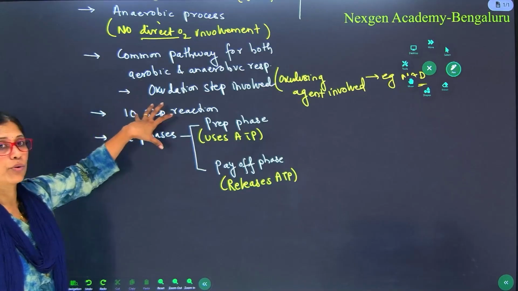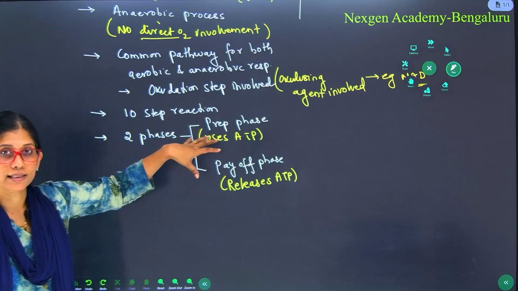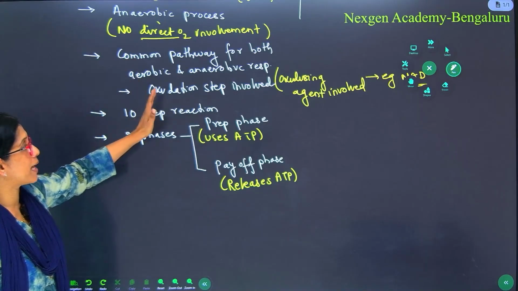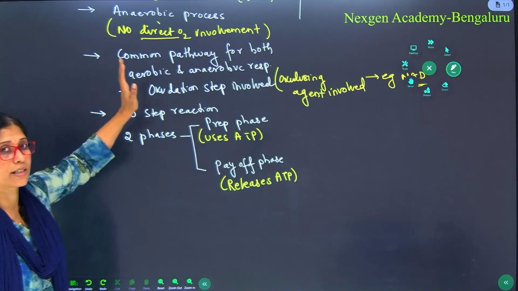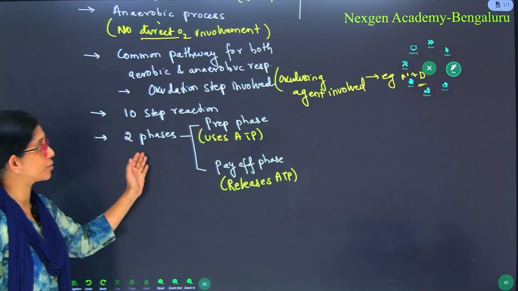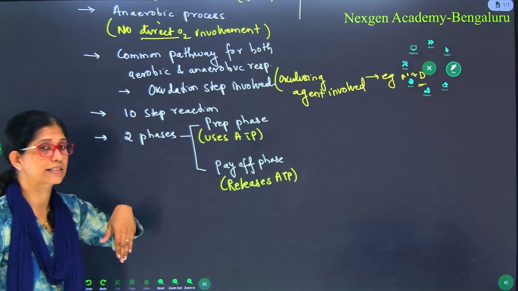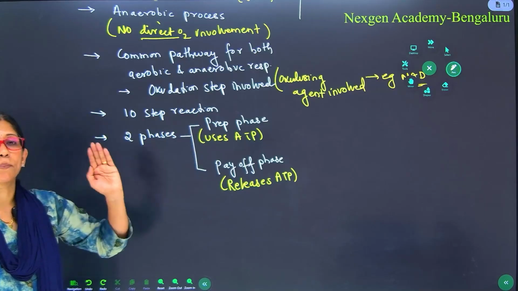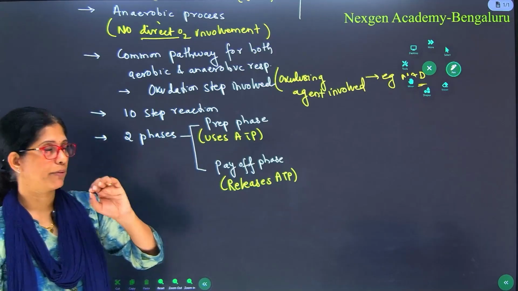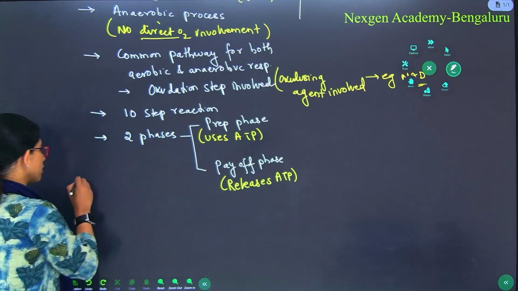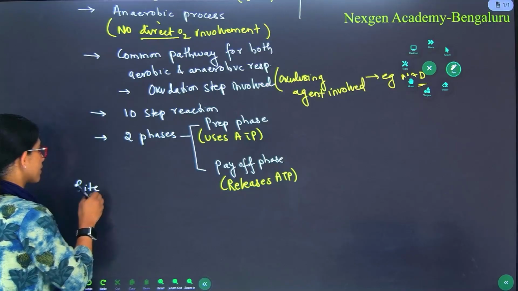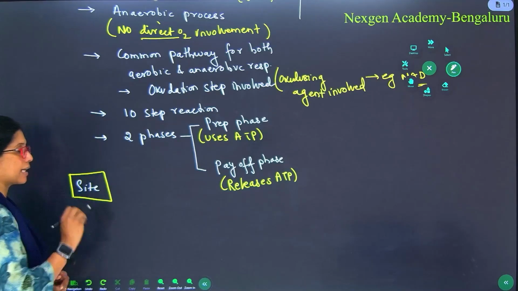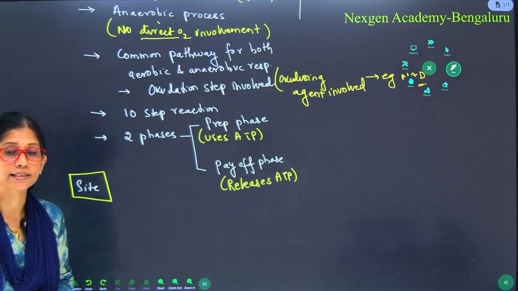So these are a few important points that we are discussing here. It's a common pathway, it's a 10-step reaction, it is an anaerobic process, it's a partial breakdown which is divided into two phases, the preparatory phase and the payoff phase. Now we will talk about how the pathway happens. But before that, there is one more important thing, the site, which is where glycolysis is happening in a cell.